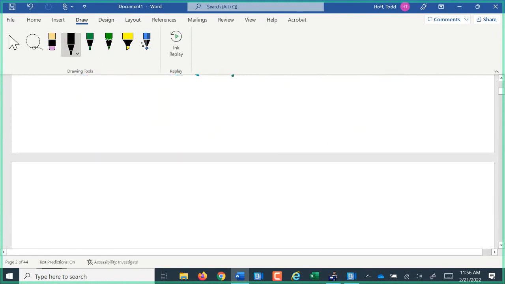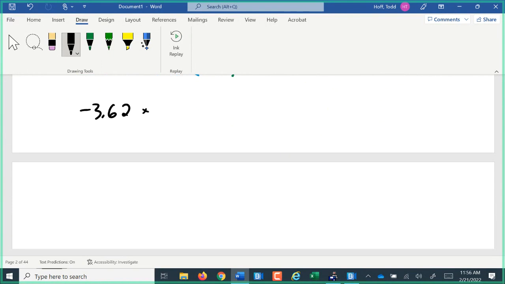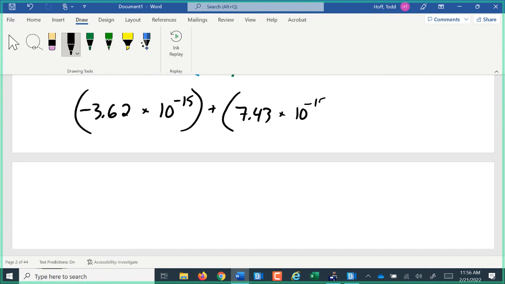We have to make sure that integers or negatives on our counts don't throw us off. Negative 3.62 times 10 to the negative 15th plus 7.43 times 10 to the negative 15th. We have the same power of 10. Both of them are 10 to the negative 15th, so we can combine these.